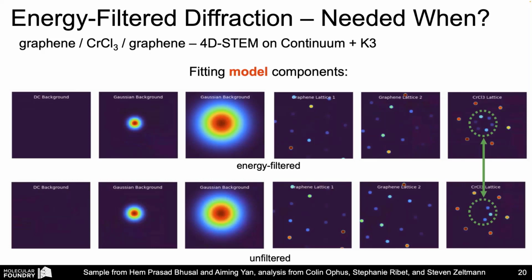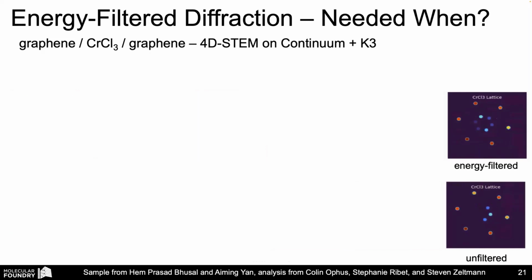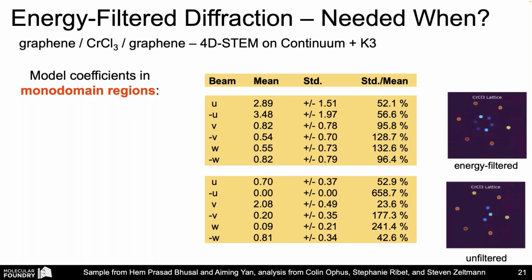And that definitely has consequences for our estimates of the structure here. So in particular, if I just pull out the numbers from monodomain regions in these 2 scans here, the specific numbers don't matter too much. But if you look at the energy filtered data and we look at the 6 intensity values, 2 of the spots, the U and negative U direction, are very bright, and the other 4 spots are much dimmer. And so this corresponds to one of the known phases, the monoclinic phase.